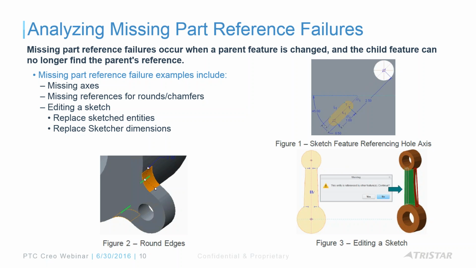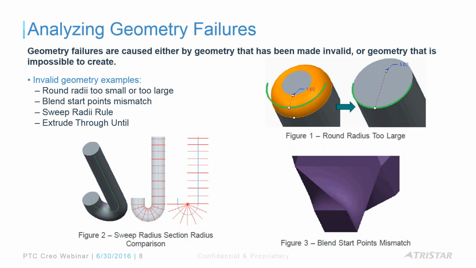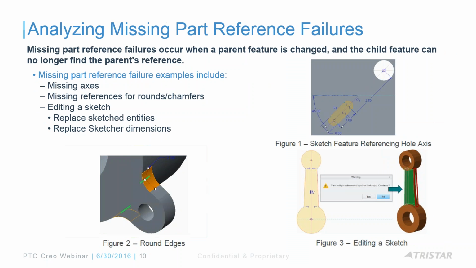Okay, so just to recap, parts basically fail for three reasons: geometry that can't be created, open section failures, and missing part references. These are the few things that mainly cause problems in parts.